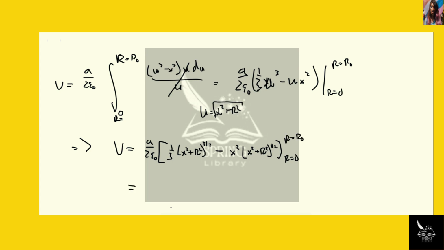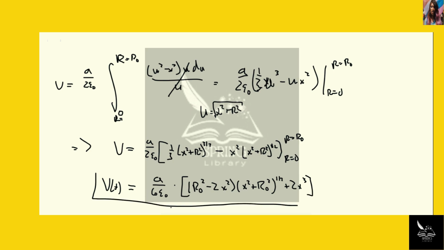So the last thing we've got to do is just evaluate it and simplify, and it comes out to being V of x equals A over 6 epsilon naught, times R naught squared minus 2x squared, times (x squared plus R naught squared) to the 1/2, plus 2x cubed. Awesome. Lots of integral fun here, but we made it to the answer.